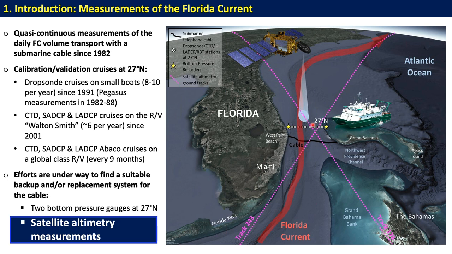Another potential alternative, which I'm presenting here, is the use of long-track satellite altimetry measurements from the TOPEX/Poseidon and Jason series of satellites. The two ground tracks of these satellites are shown here by magenta dashed lines.